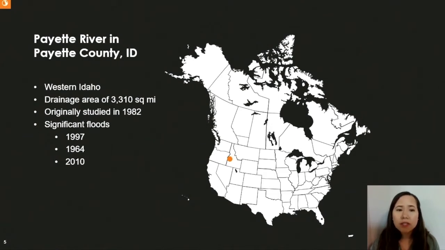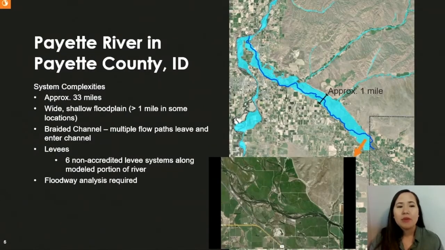The current effective mapping along the Payette River is from a study done in 1982. So since then, there have been some significant flood events along this river. The Payette River in Payette County, Idaho is a very complex hydraulic system. The river flows from east to west across the county and is defined by a very wide and shallow floodplain.